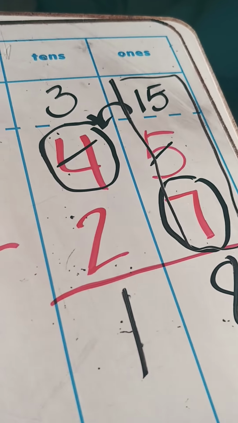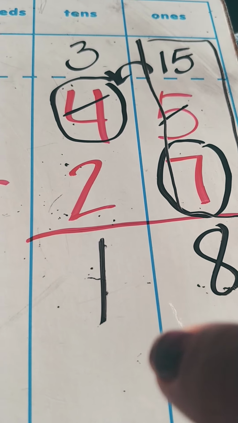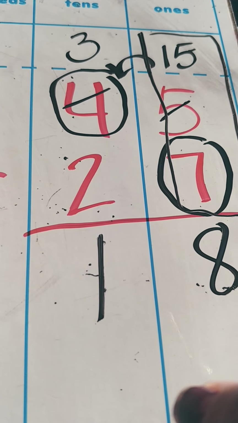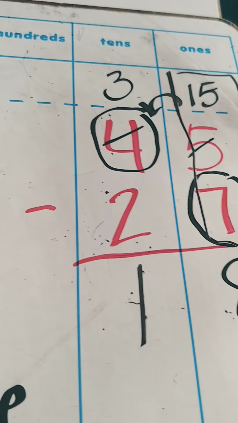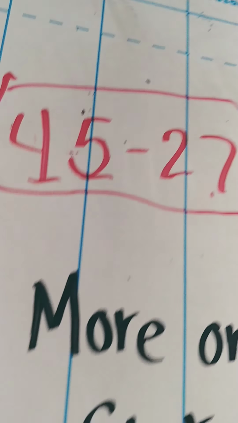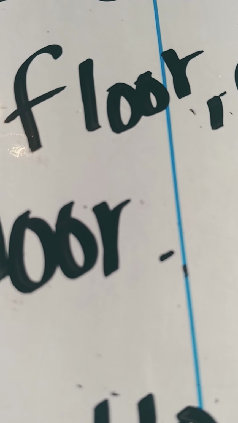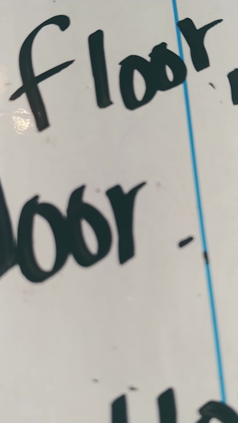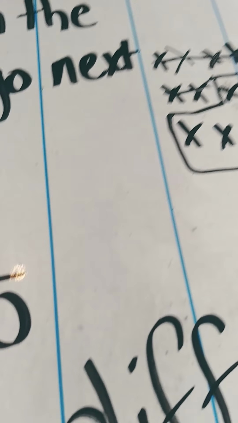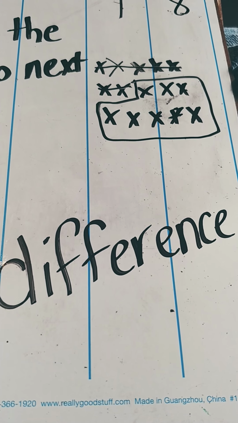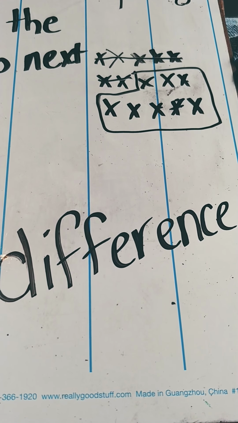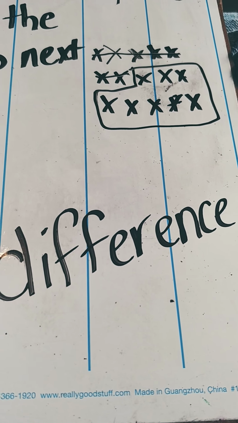So 45 take away 27 is 18. We call the answer to a subtraction problem by this word. It's called the difference. And I'm going to write it. Once I'm done writing, I'm going to show you. So the word difference. Okay? So the difference is 18.